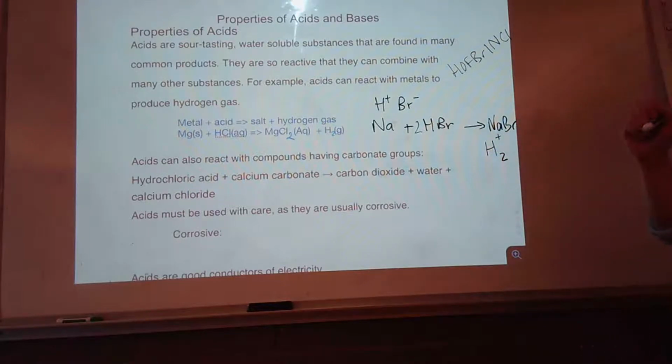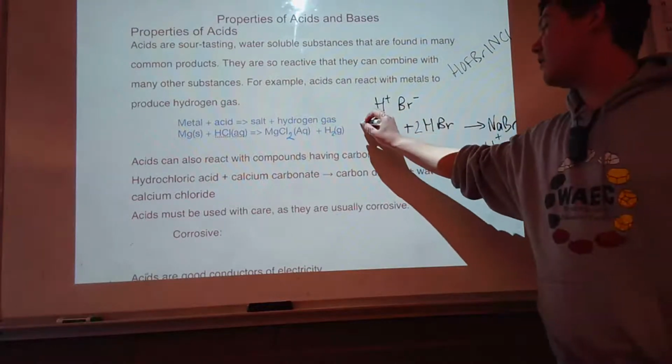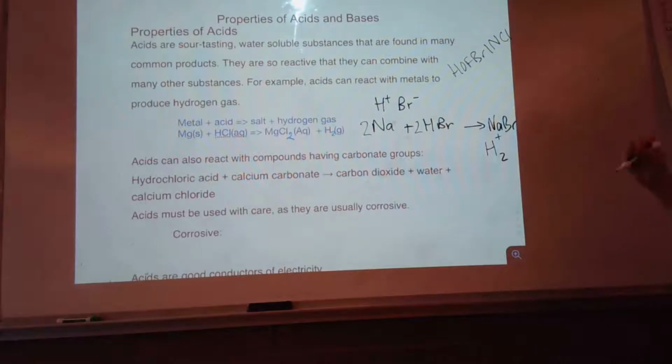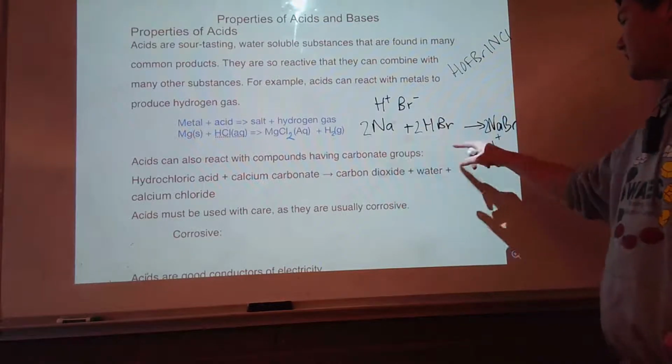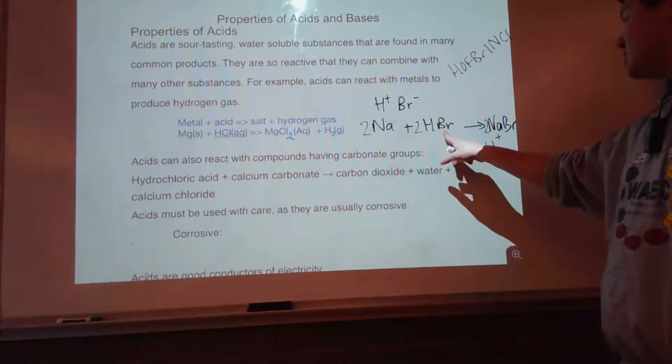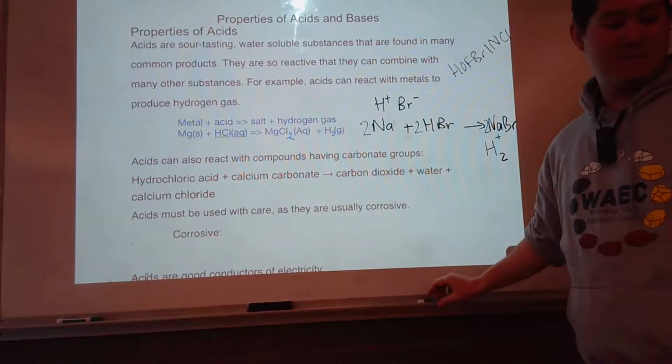Okay, and a 2 where? For another NA. Yeah, two, then another NA here. Yep, so that looks balanced so far. So we have two NAs, two NAs, two H's, and two BR, so it's balanced.